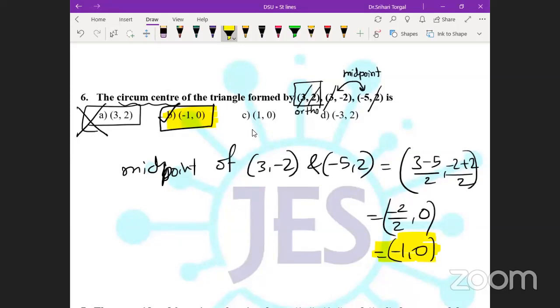Now you can take any 2 points, but the remaining 2 points, after cancellation of both, that will be orthocenter. And if you take the remaining 2, this type of problem you can solve. Yeah, this technique holds good for all the right angle triangles. Next.